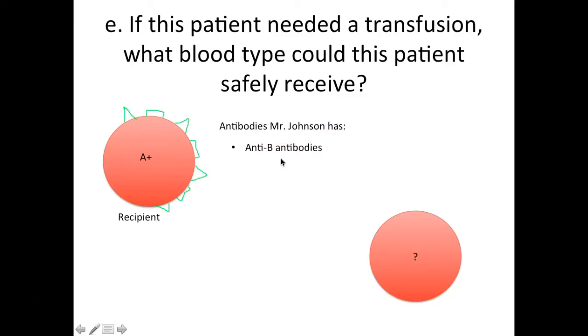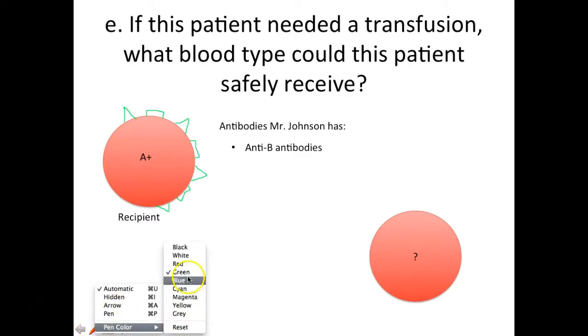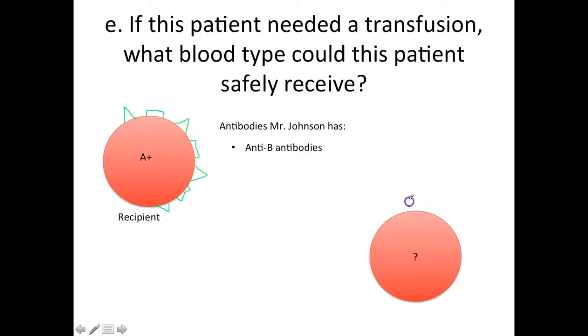So can the person who's donating blood to us have a B antigen on their red blood cell? No, they can't, because our anti-B antibodies from Mr. Johnson's blood are going to attack that red blood cell. So what does that leave us with? That's going to leave us with having A antigens as well and Rh antigens. So we can give A positive blood.